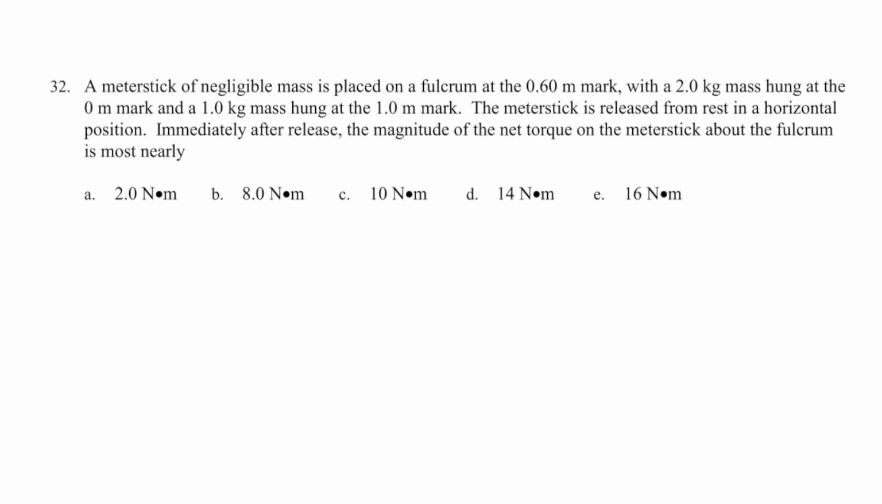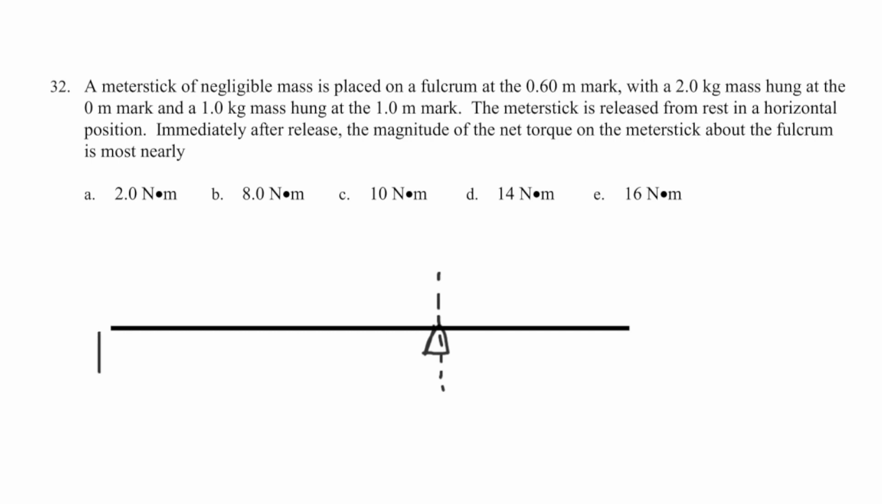A meter stick of negligible mass is placed on a fulcrum at the 60 centimeter mark. So that's 60 centimeters, with a 2 kilogram mass hung at the 0 meter mark. So there's a 2 kilogram mass hung from the 0, and there's a 1 kilogram mass hung from the 1 meter mark. The meter stick is released at rest in a horizontal position. Find the net torque.